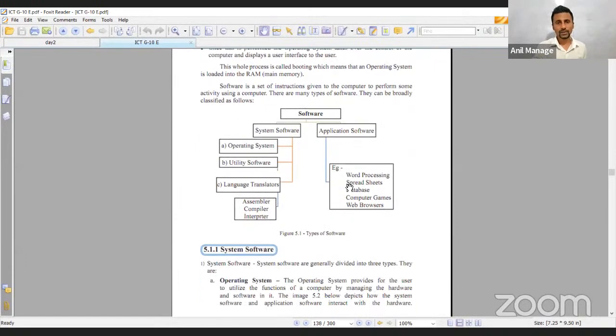Then I'm going to the two different types of software, because you will get MCQs and such: system software and application software. I can remember that for the Western Province paper, you got a question from this part this time, last time's test.